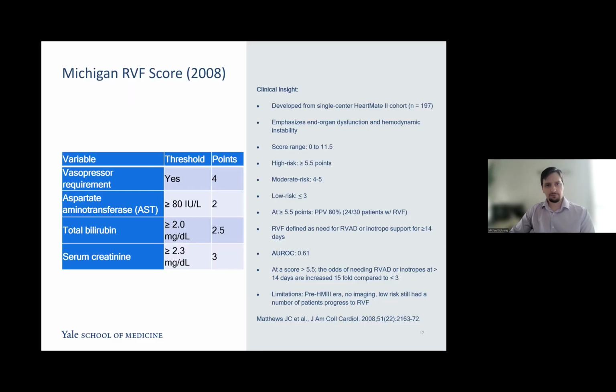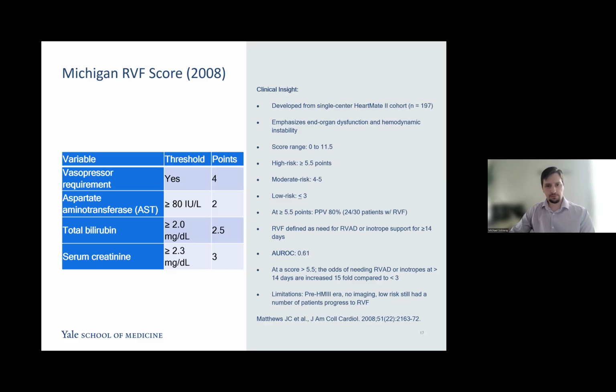So first off, we're going over the Michigan right ventricular failure score. It was developed from a HeartMate 2 cohort of 197 patients and emphasized end organ dysfunction and hemodynamic instability within it. As you can see, the variables are a vasopressor requirement, an AST level, and total bilirubin as well as creatinine. So they're looking for markers of end organ hypoperfusion.